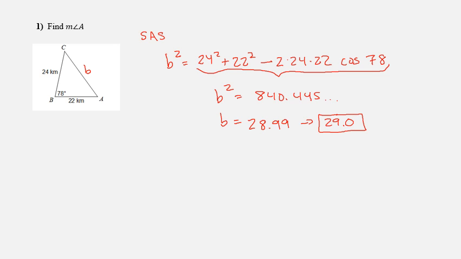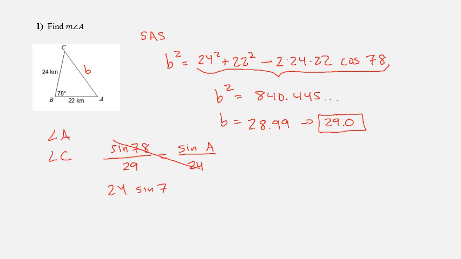Okay, the next thing we have to solve for, we have to know angle A, and we have to know angle C, right? All right, so I used law of cosines. Now I can switch to law of sines because we just solved for that 29.0 across from our 78, right? Now we can pick either A or C. Let's pick A. So angle A is across from a side that's 24. Okay, cross multiply. 24 sine 78 equals 29 sine of A. And then we can divide off the 29. The A is stuck inside the sine.